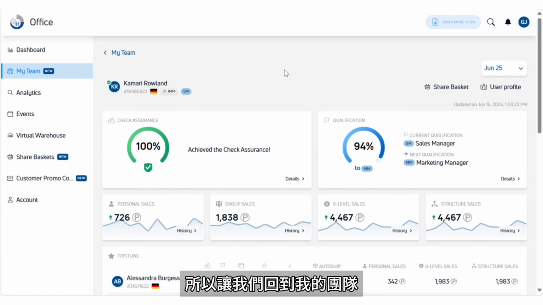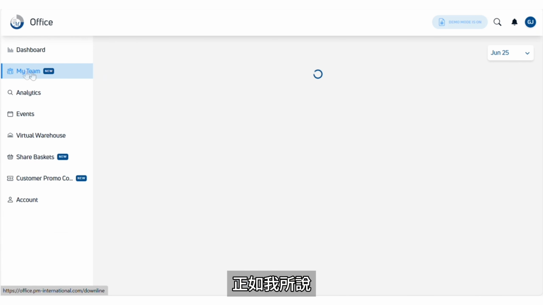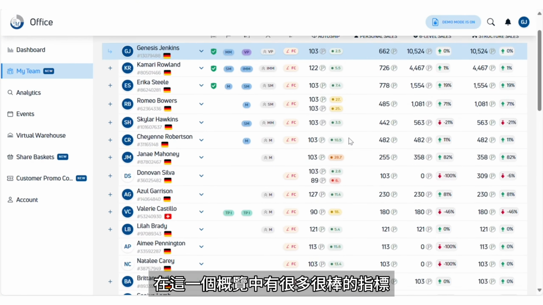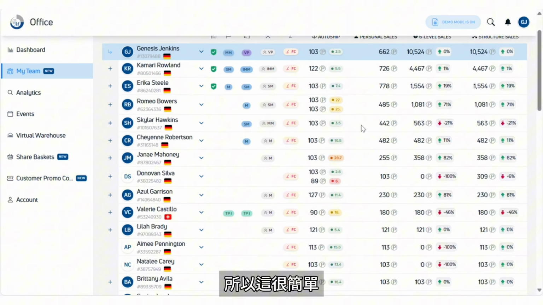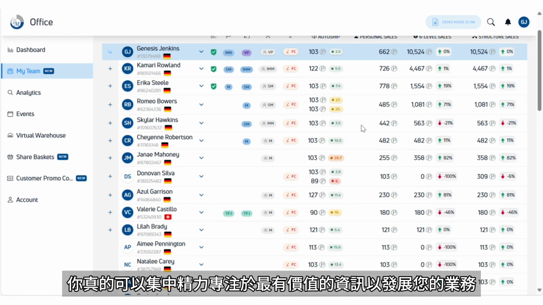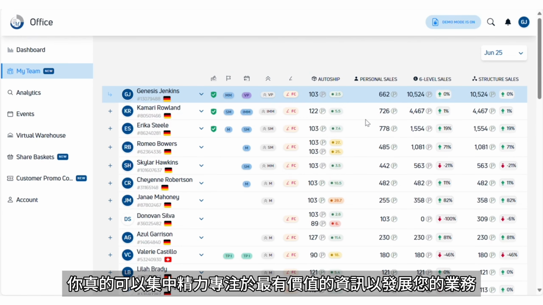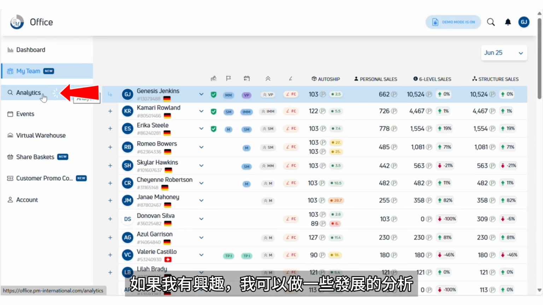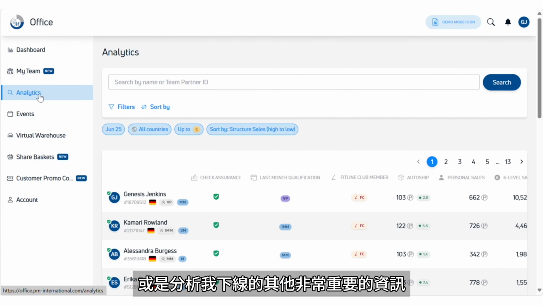So let's go back to my team. As I said, a lot of great indicators on one overview. So it's easy, it's simple. You can really concentrate and focus on the most valuable information to grow your business and to get in touch with your key people. From my team overview, there are some analytics I can do if I'm interested in the development or in other very crucial information of my downline.